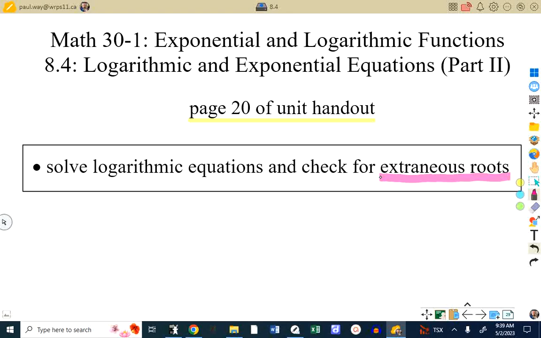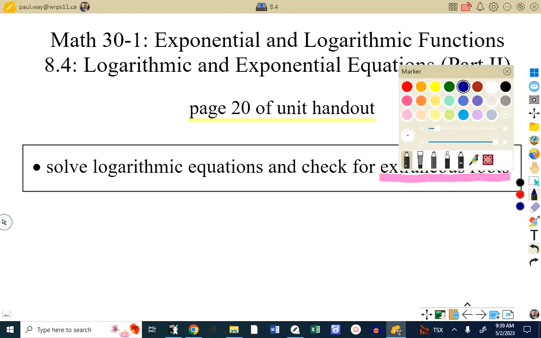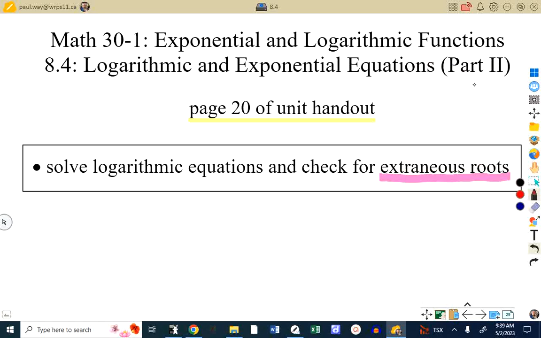And the reason why we're going to get extraneous roots here, I want to get this out of the way right now. The reason why you'll get extraneous roots here is because whenever you take a logarithm of an argument, I'm just using capital A for the argument, it must be greater than 0. You cannot take a logarithm of 0 and you cannot take a logarithm of a negative.